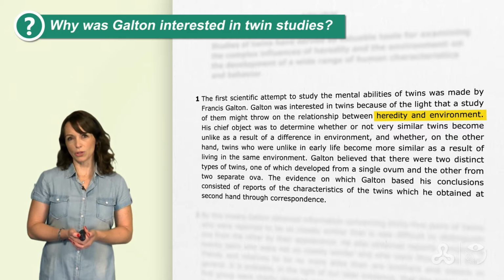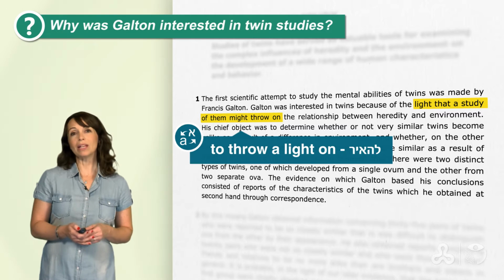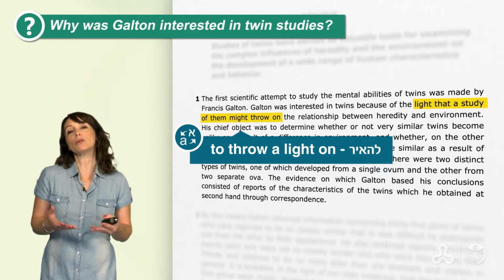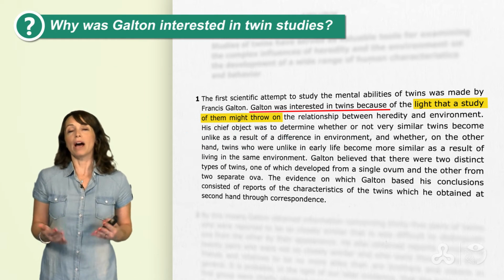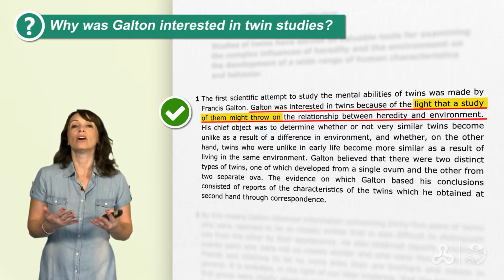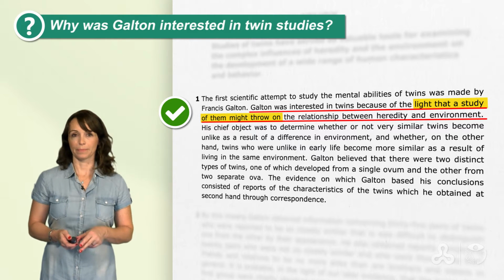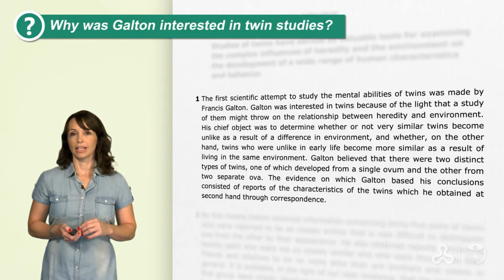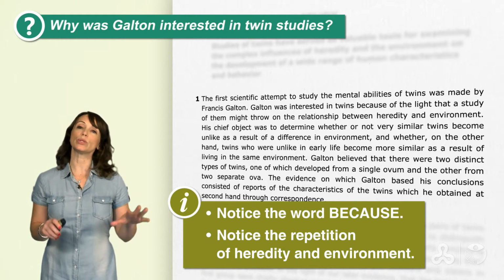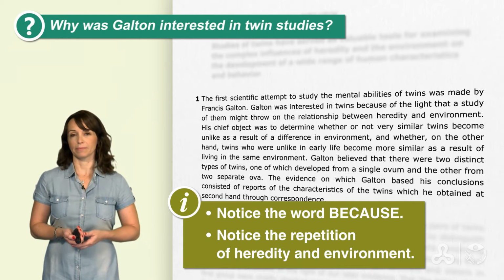Okay? So also notice the phrase, the light might throw on. כן? To throw a light on something means להאיר. Okay? אז ממש בתרגום מילולי זה אומר בדיוק מה שאומר בעברית. אז שוב פעם, גלטון חקר את הנושא של תאומים כי זה יכל להאיר או להסביר לו על הקשר בין תורשה לסביבה. יפה, so as I said, notice the word because, and again, the writer is repeating the connection between heredity and the environment.